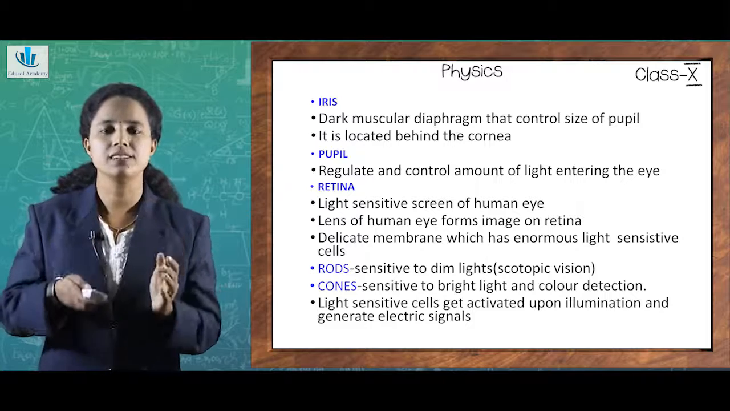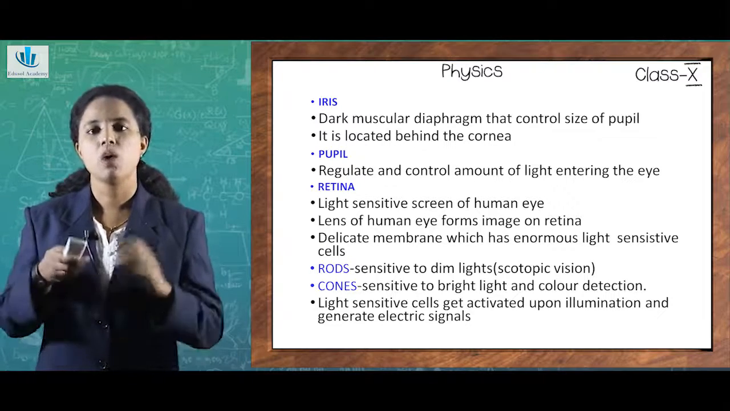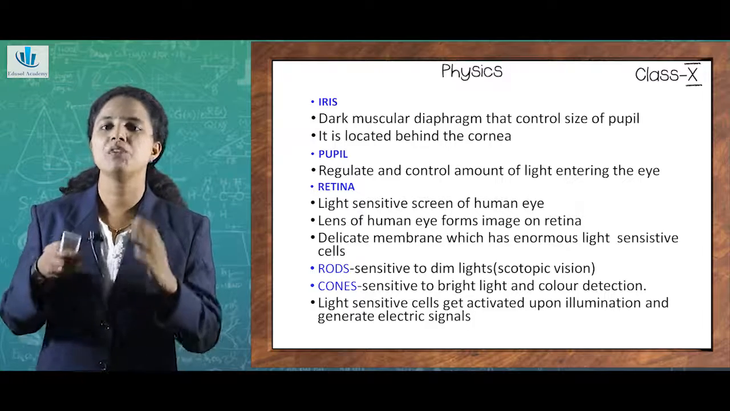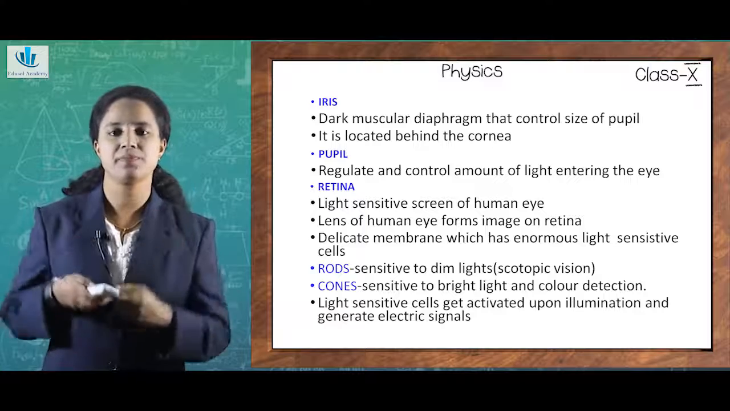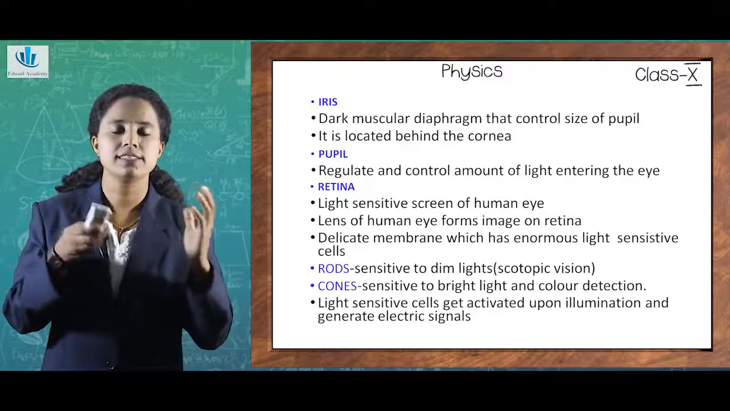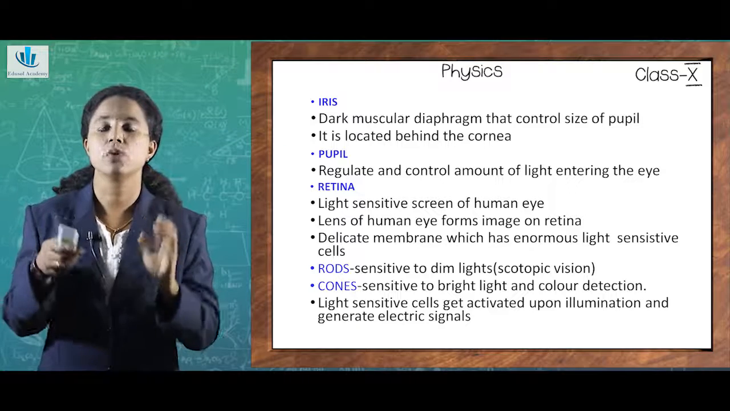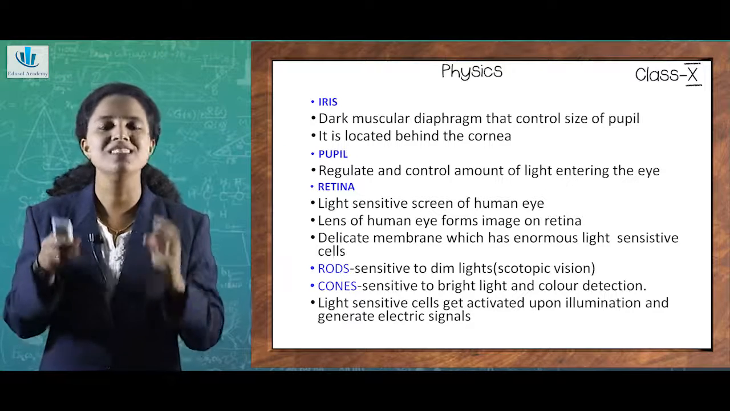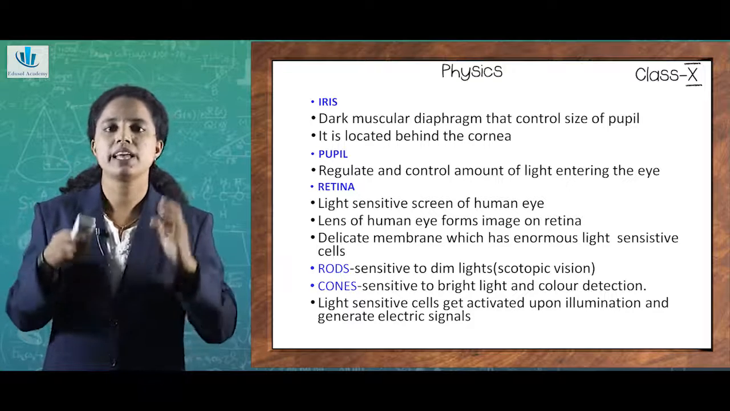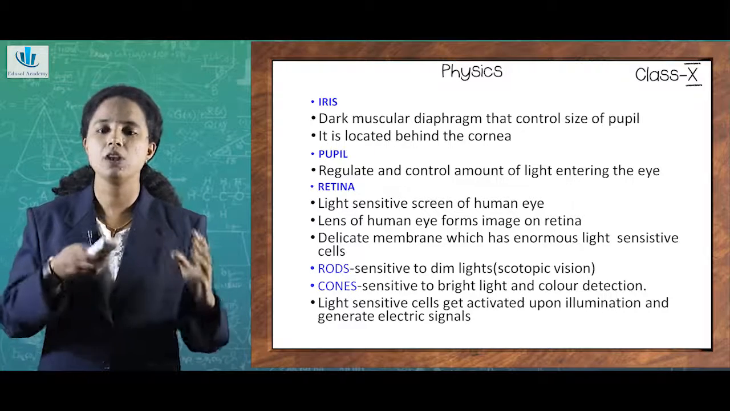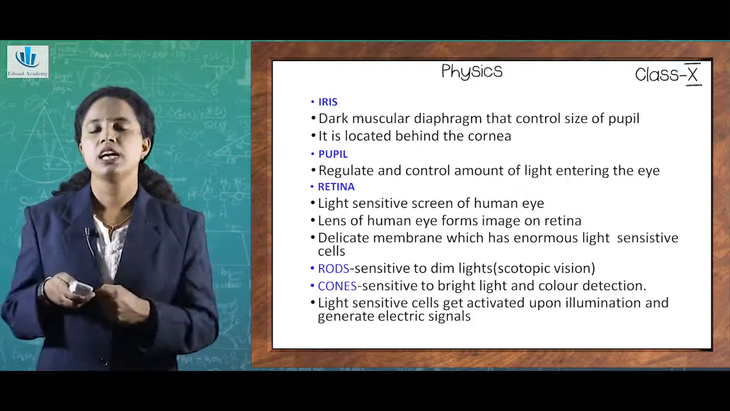So rods are sensitive to dim lights and they help in scotopic vision. What will be the case of cones? They will be sensitive to bright light and they help in color detection. So if it is night time, you will be able to see a little bit because the rods are functioning or they help in scotopic vision. So these light sensitive cells get activated upon illumination and finally generate the electric signals.